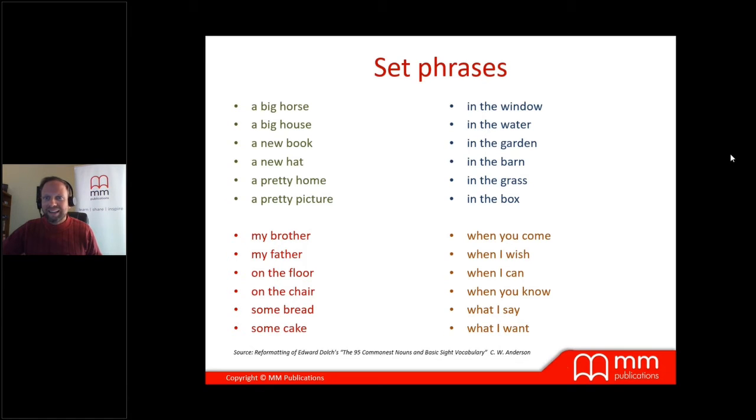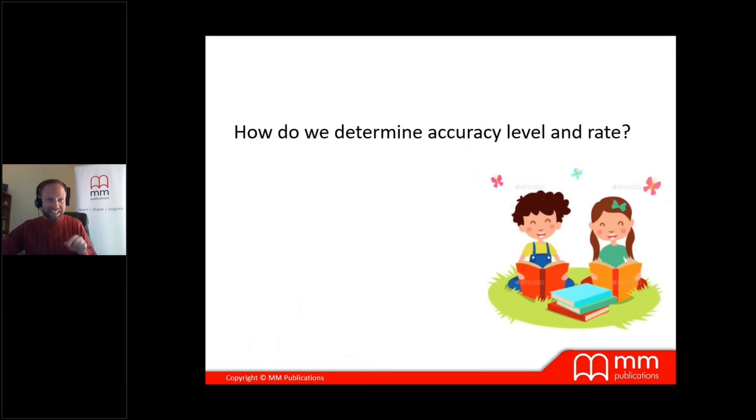Now, let me go to, okay, there is a question by Sarah. Is there any standard of percentage of accuracy in the perspective of fluent reading grade-wise? Yes, actually, we're going to get to this right now. How do we determine accuracy level and rate?